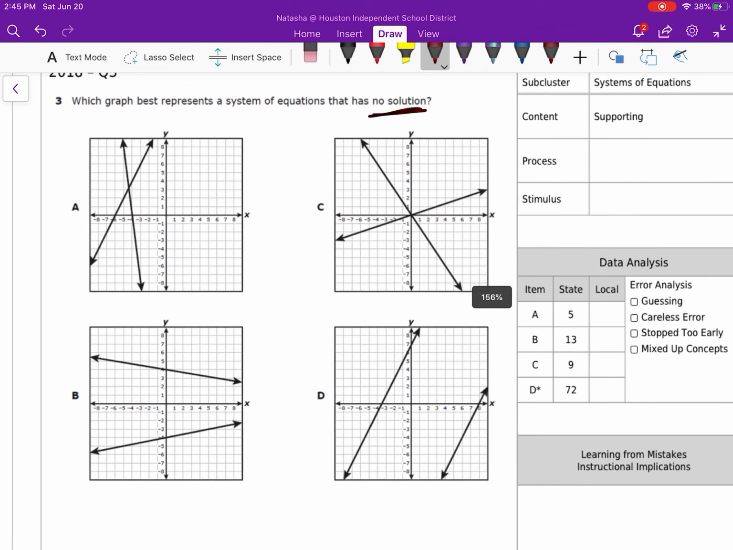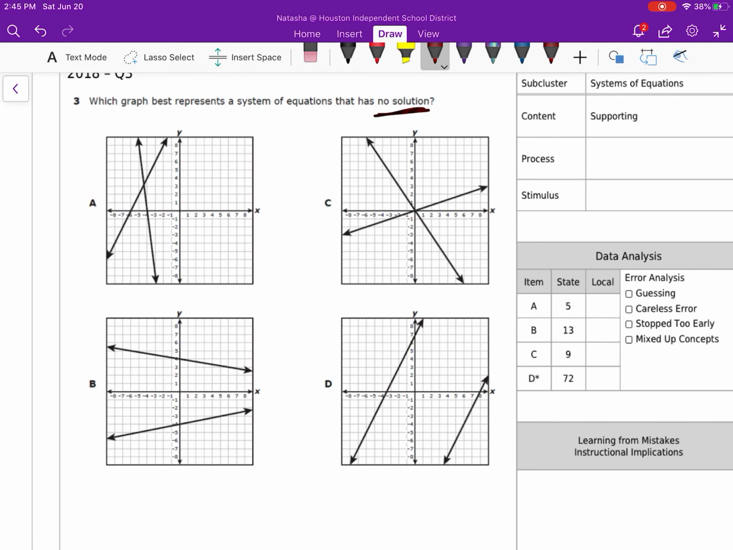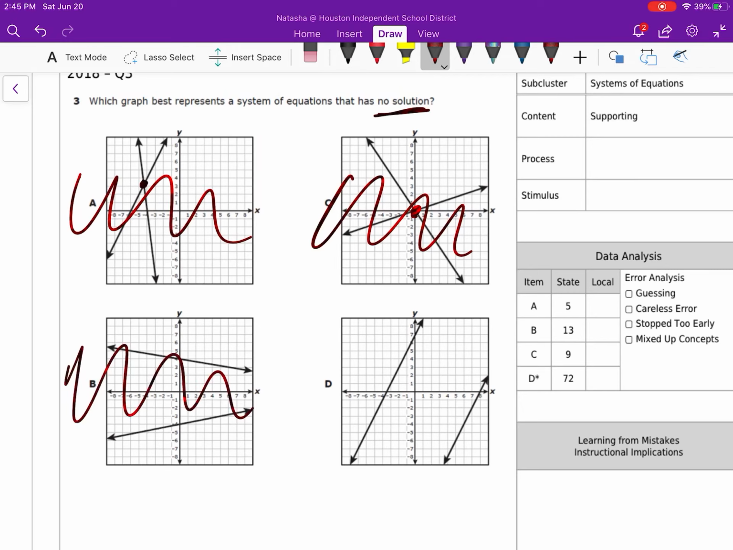Which one of these has no solution? No solution means that they will never intersect. If I look at A, they definitely have a solution there. And if I look at C, it has a solution there. So A and C are definitely not it. B is going to have a solution because I have a slant with these two graphs. They're going to intersect eventually, but it's going to be outside the window given on the graph. So by process of elimination, it has to be D.